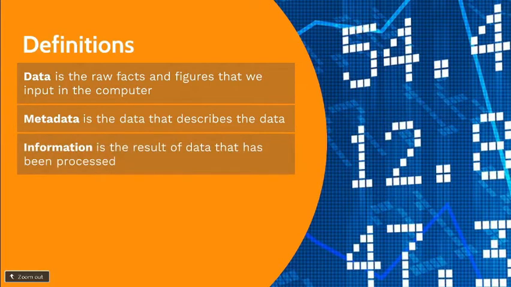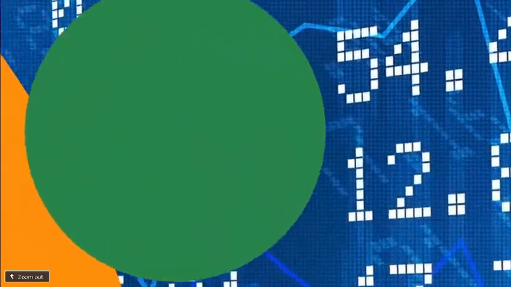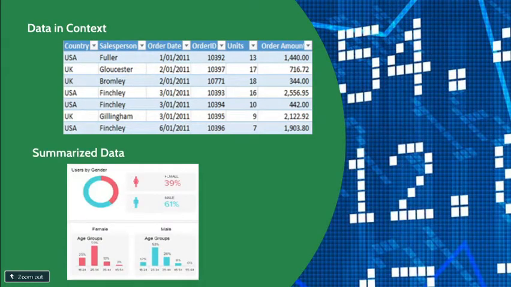The processed data is information. And when analysis and interpretation is being applied to the information, it is called knowledge. Data that was converted to information can be presented as data in context, which is a tabular form, and summarized data in a form of reports and analytics.